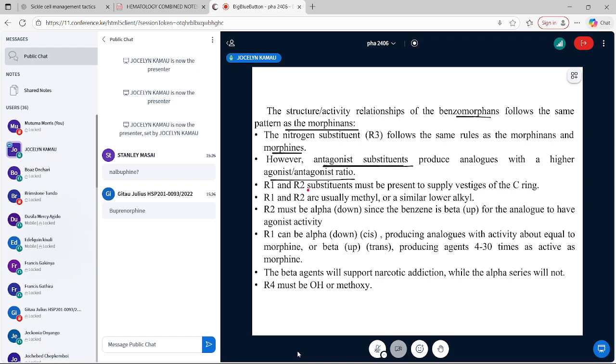R1 and R2 substituents must be present to supply the vestiges of ring C. They must be there. And R1 and R2, the ones you have called R2 and R3 in the other one, are usually methyl or a similar lower alkyl group. But to be honest, I don't think I've seen any other group. In almost all of them, they are small alkyl groups. And we are saying R2 must be alpha down, since the benzene is beta up, for the analog to have agonist activity. R1 can be alpha down or cis.